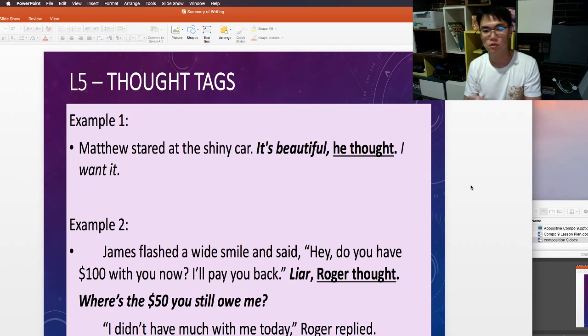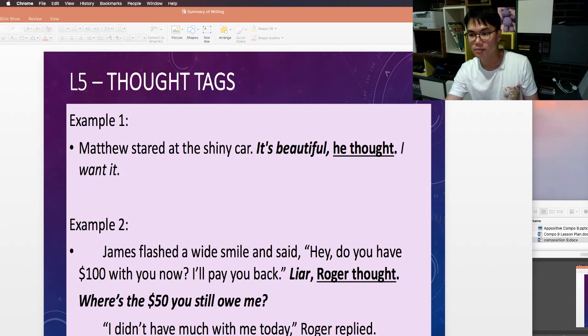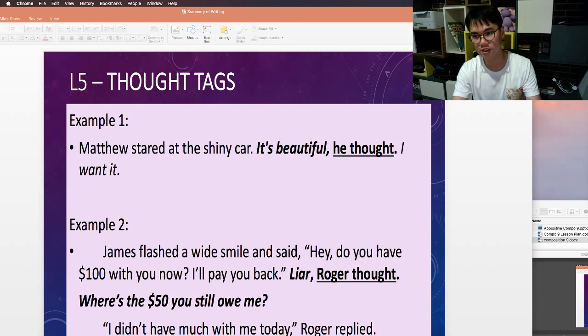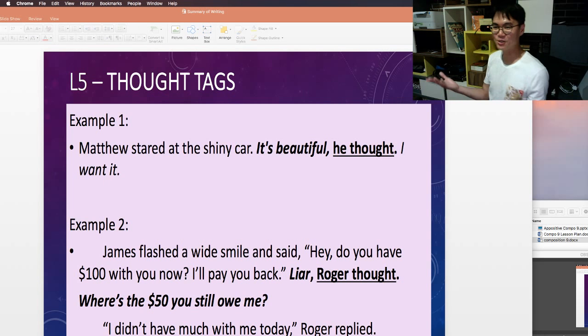Okay, so how can you show the marker that it is a thought? Well, very simple. It's using simply the words he thought or she thought. So let me give you another example. Megan stared at the candy floss. I want it, she thought. It looks delicious. All right, there you go.